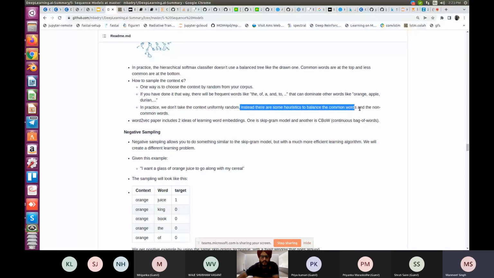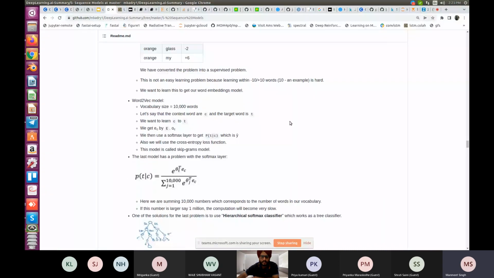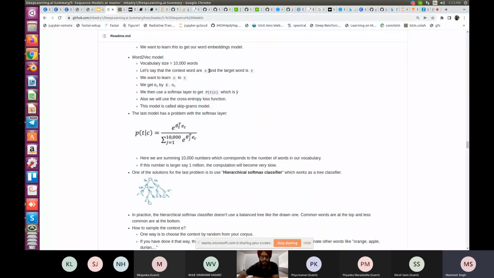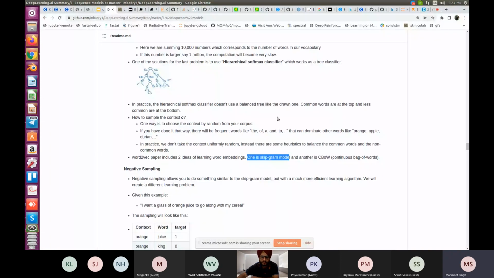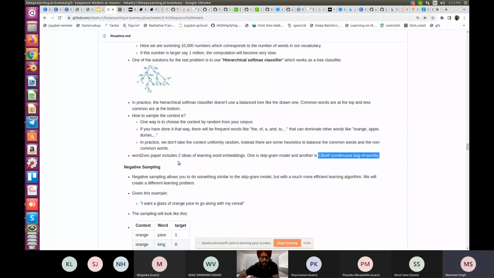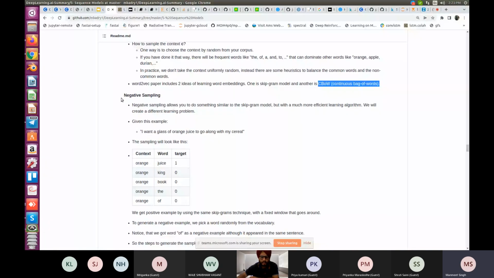The word2vec paper includes two ideas for learning word embeddings. One is the skip-gram model. We have seen the skip-gram model, wherein you take the context words, map them to the target, get the embedding, and then have the softmax layer. Another is known as the continuous bag of words. There is another way in which you can choose the context and the target, known as negative sampling. It allows you to do something similar to the skip-gram model, but with a much more efficient learning algorithm.